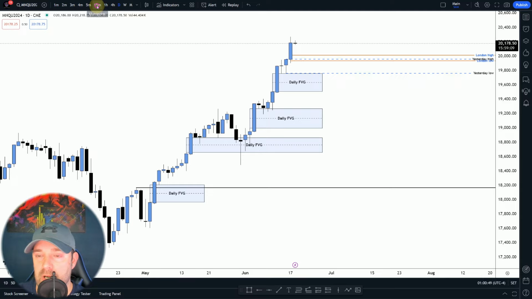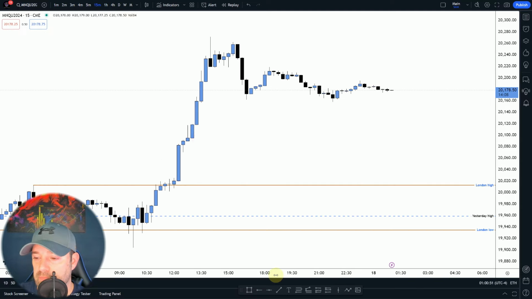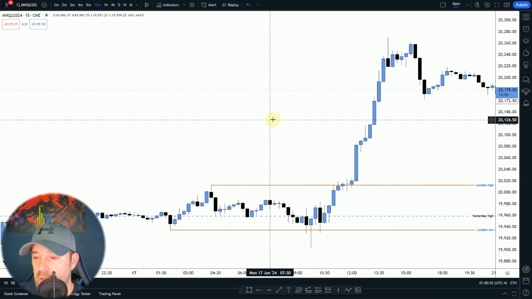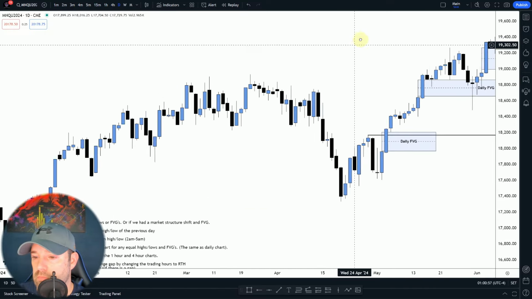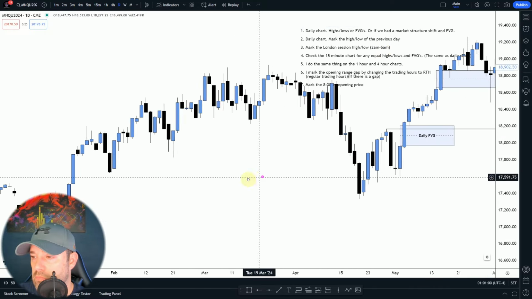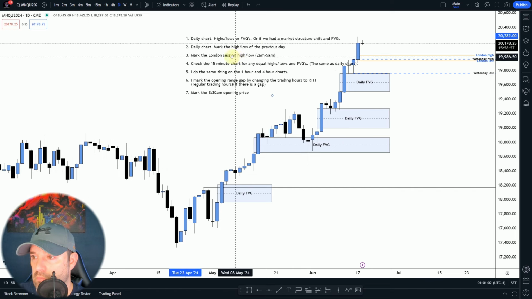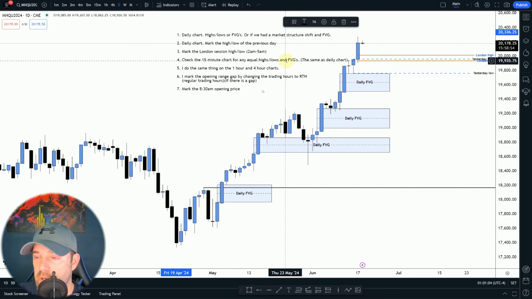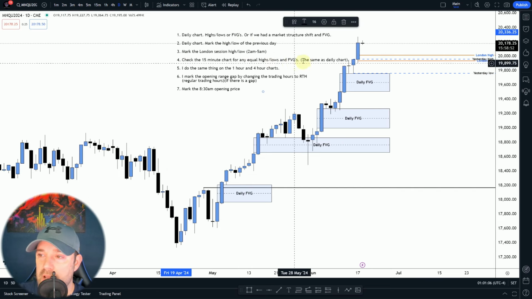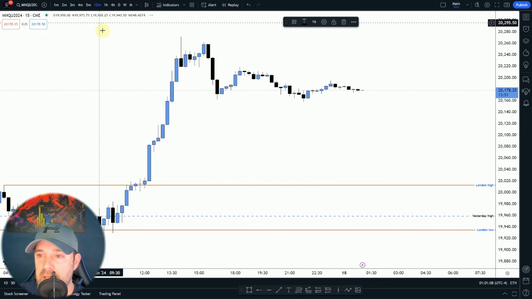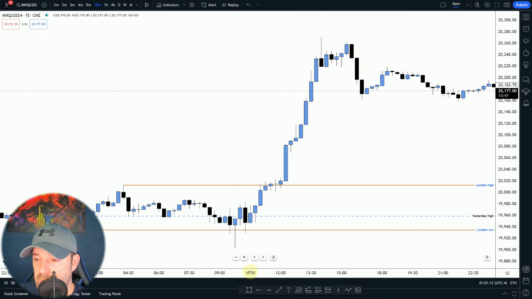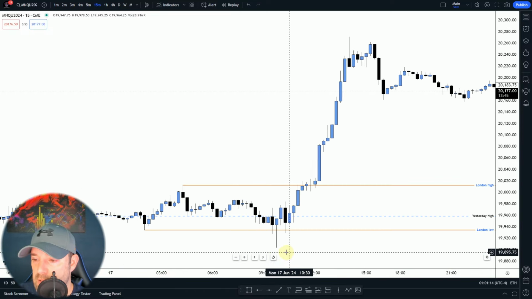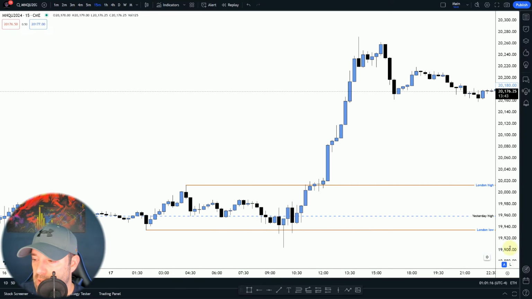All right, so then we're going to drop into the 15-minute chart here. Yeah, that there. So on the 15-minute chart, we're looking for the equal highs and lows and fair value gaps. Okay, basically the same thing as the daily chart that I mentioned. Now, the reason why we're doing this as well, though, is because we're looking for buy side and sell side liquidity.